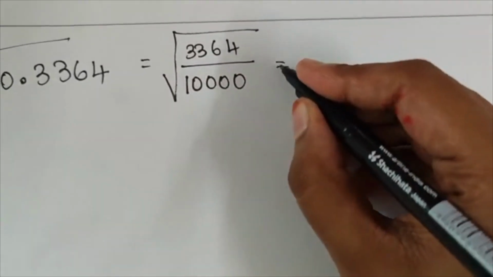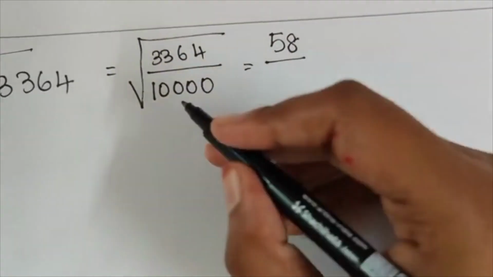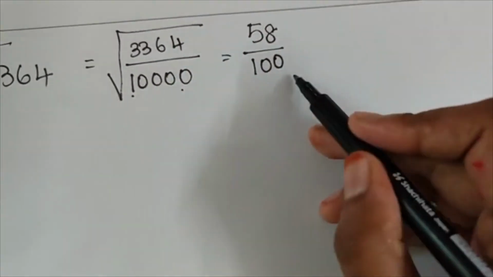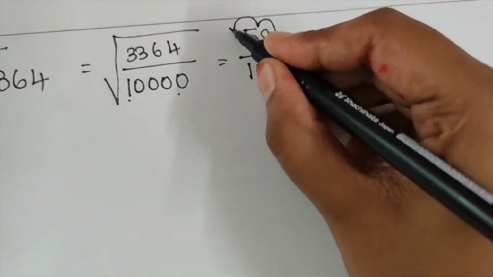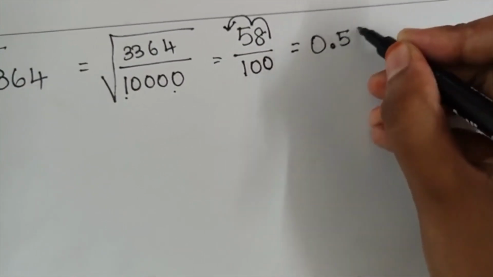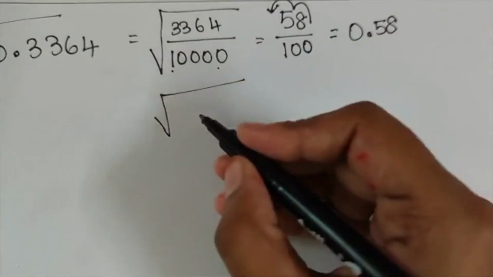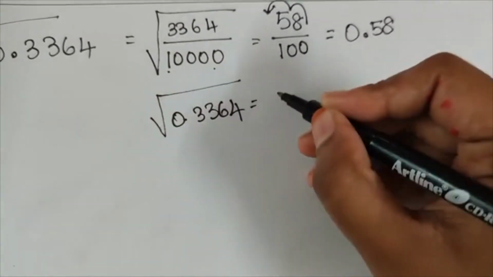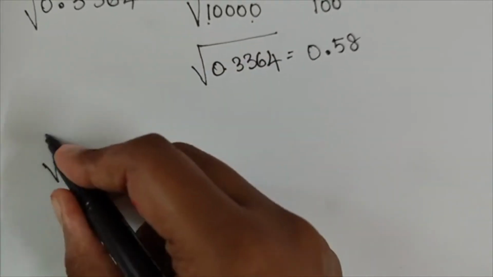So here we can write 58 by root of 10,000, which is nothing but 100. So in the denominator we have 100. So the decimal point moves 2 places to the left. So we get the answer as 0.58. Hence, the square root of 0.3364 is nothing but 0.58.